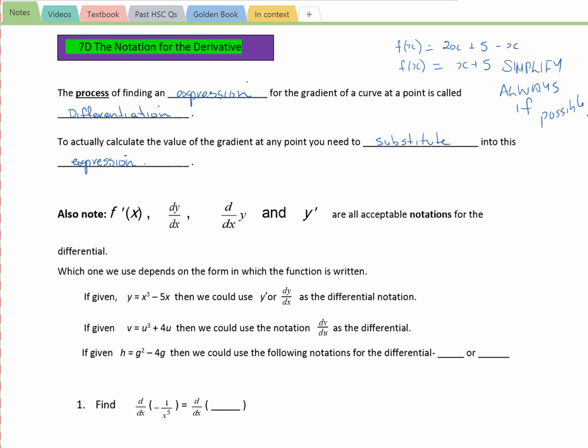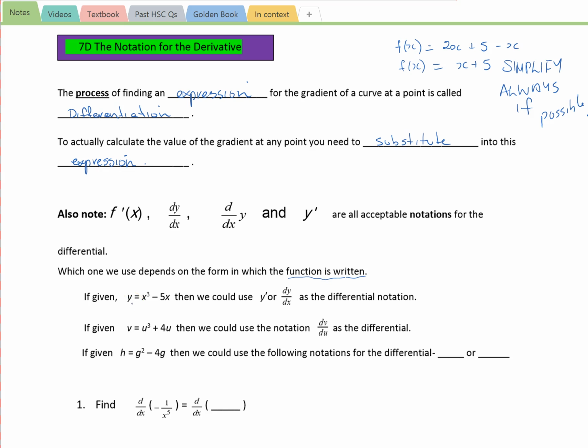And you might be wondering which one of these to use. It usually depends on the form in which the function is written. So if the function is given as y is equal to x cubed minus 5x, and we want to differentiate it, we've got some options. We could choose y dash, or we could choose dy dx. We probably wouldn't use f of x, only because the function wasn't named as f of x. It was named as y.